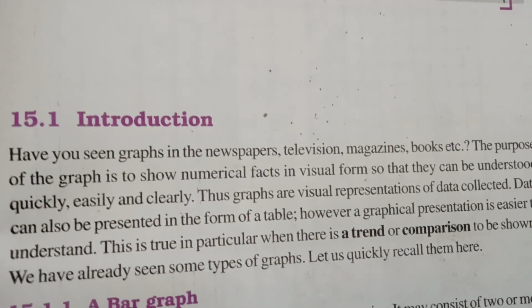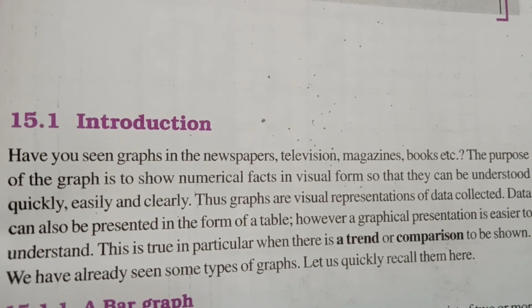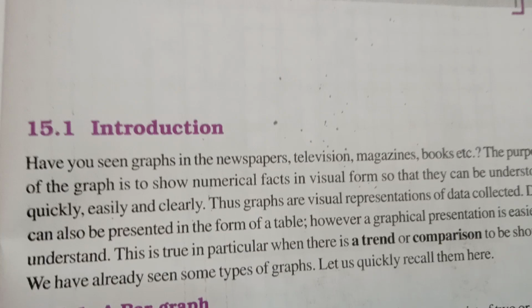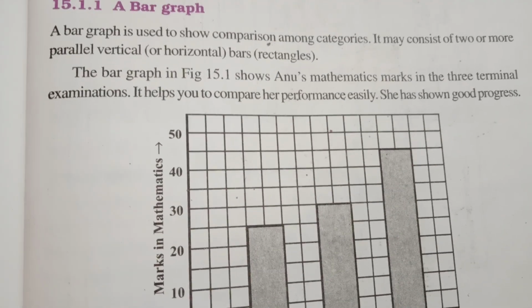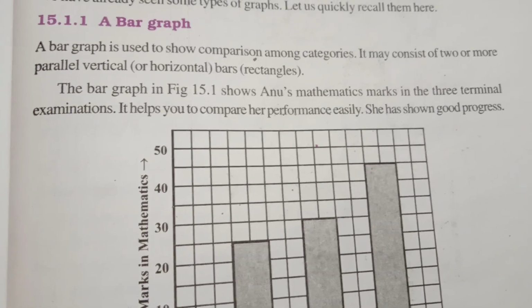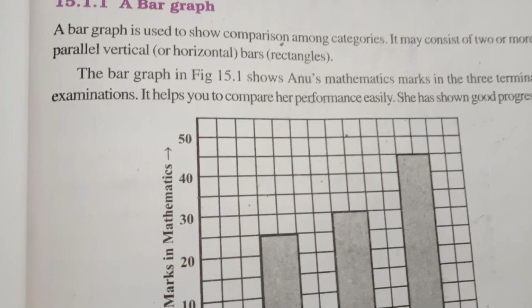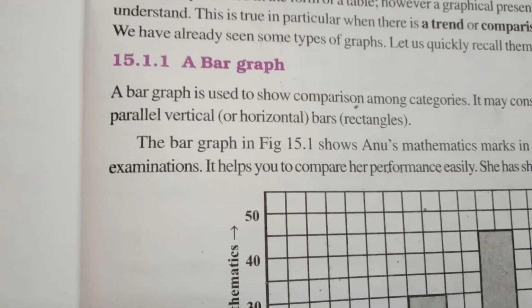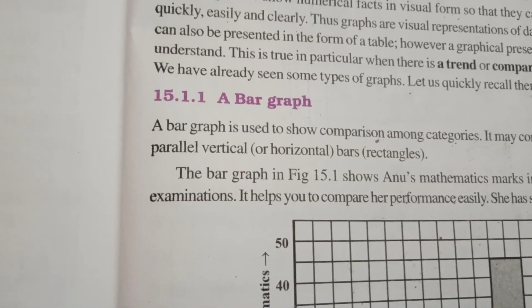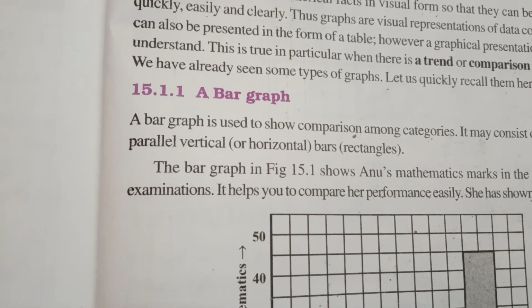We have already seen some types of graphs. Let us quickly recall them here. Here we are seeing a bar graph. A bar graph is used to show comparison among categories. It may consist of two or more parallel vertical or horizontal bars which are rectangular in shape.